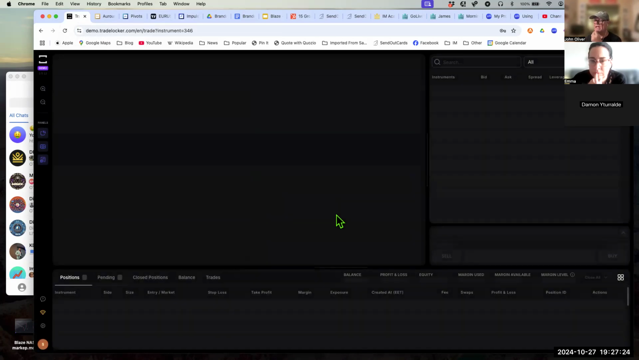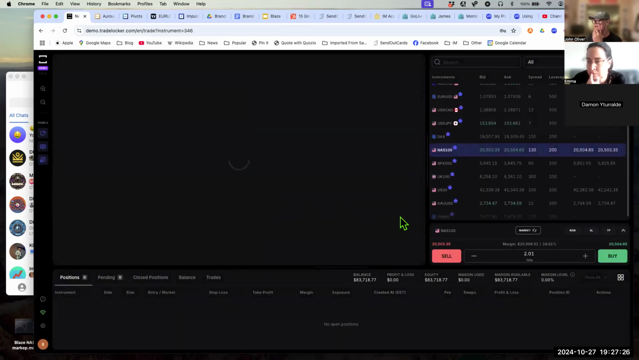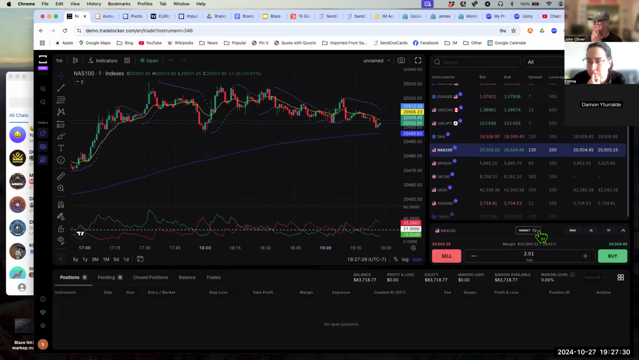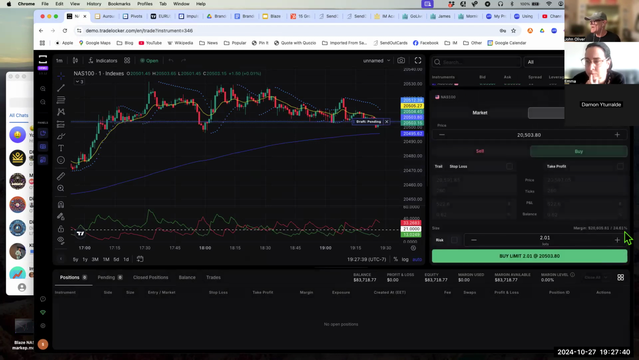So you can see it. You'll log in. Again, this is so Damon can see that. So what you have here is a market position, and you would click on that and go to pending. And now you've got a sell limit or a buy limit. When you open that up, you're going to put your things in here. Okay, so your price would go here.